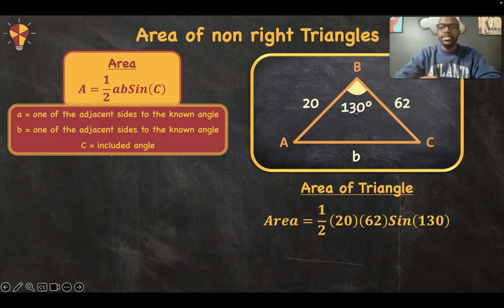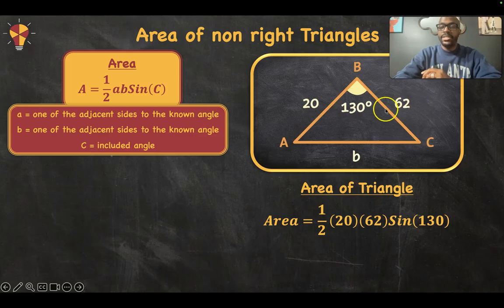So if I were to plug this into the formula to find the area of this triangle, 20 and 62 are my A and B. Ignore this saying A and B and C as angles, because those letters could be anything. Just understand that A and B in this formula represent the sides that are adjacent to the known angle. So if you know this angle, those two sides that create that angle are your A and B. Your C is the included angle.